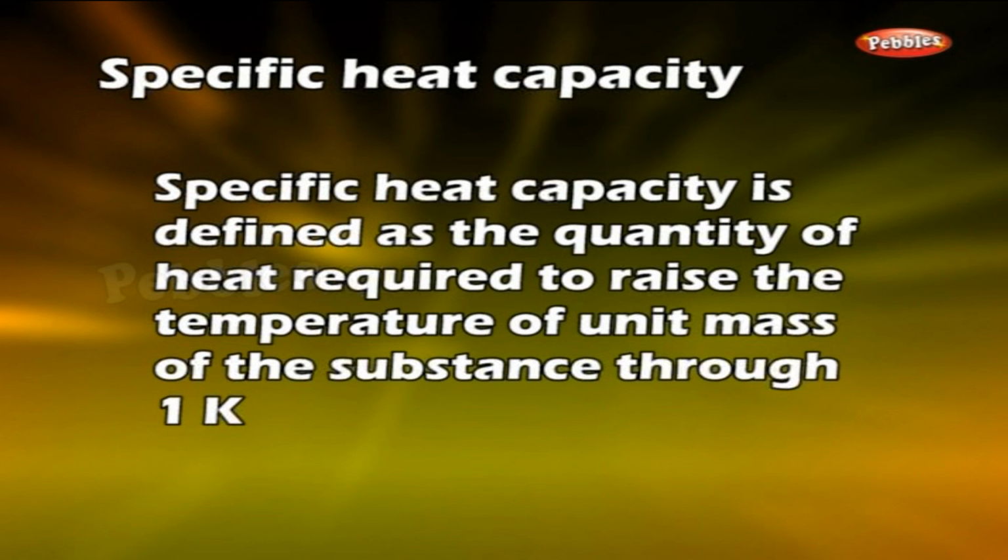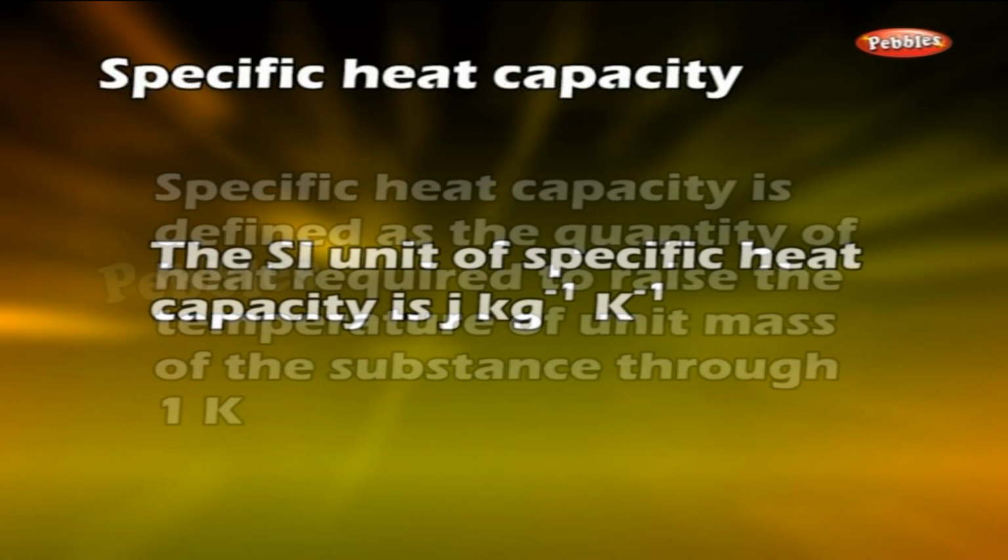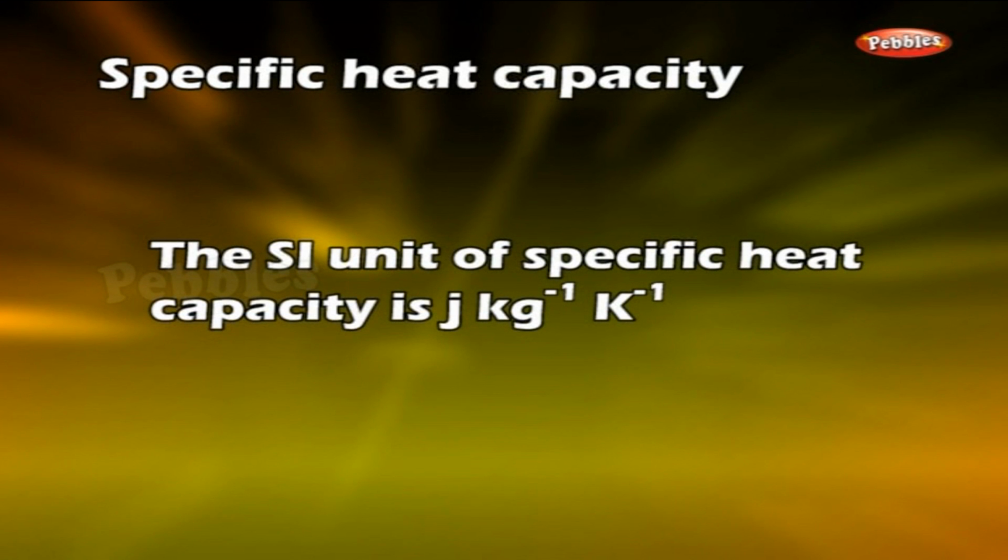Specific heat capacity. Specific heat capacity is defined as the quantity of heat required to raise the temperature of unit mass of the substance through 1 Kelvin. The SI unit of specific heat capacity is joule kilogram power minus 1 Kelvin power minus 1.